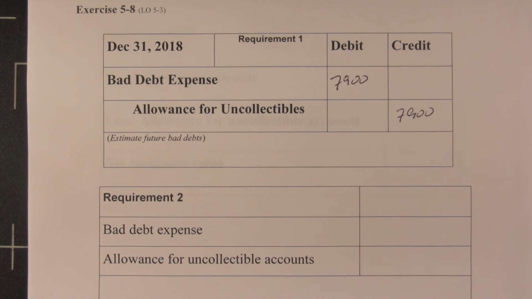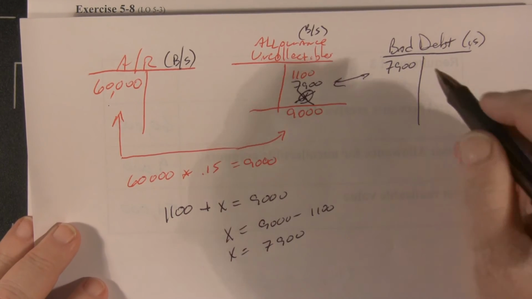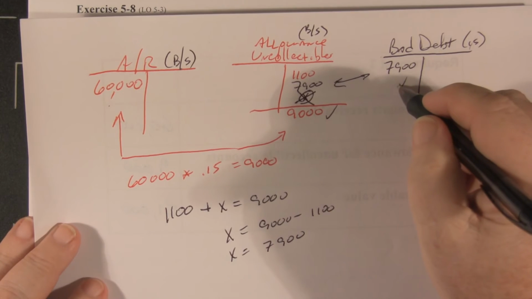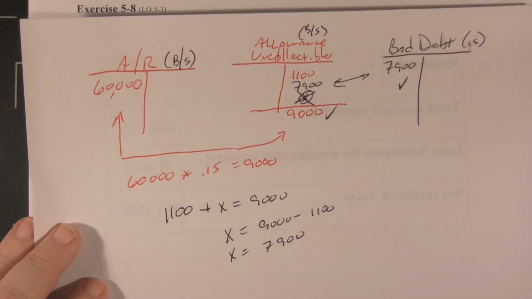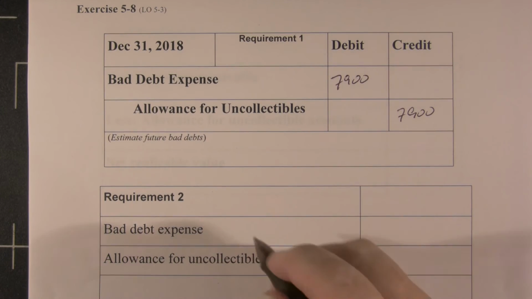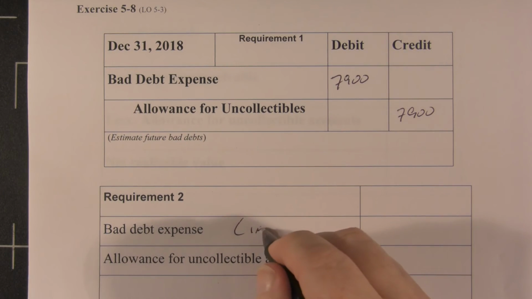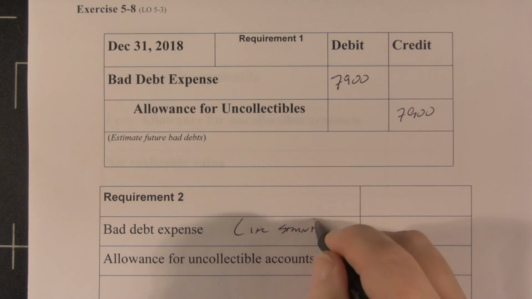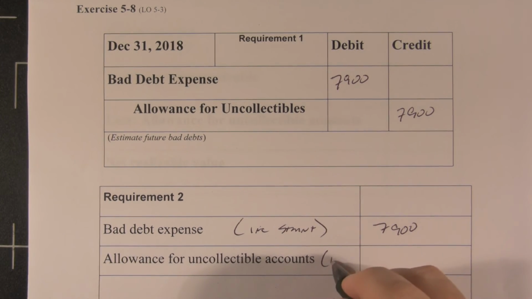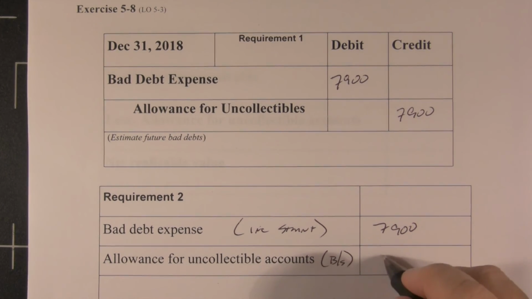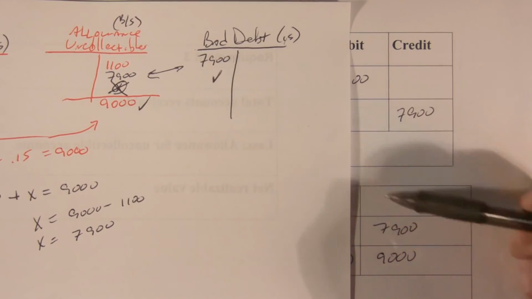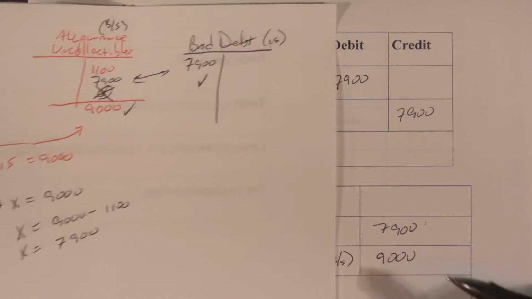Now, the second requirement I kind of gave away when I reminded you that this was a balance sheet account and this was an income statement account, because the next requirement says, how would this show in the income statement? That's the income statement account, and that would be $7,900. How would this show in the balance sheet account? That would be the full 9,000. 7,900 bad debt expense, 9,000 allowance for doubtful accounts.